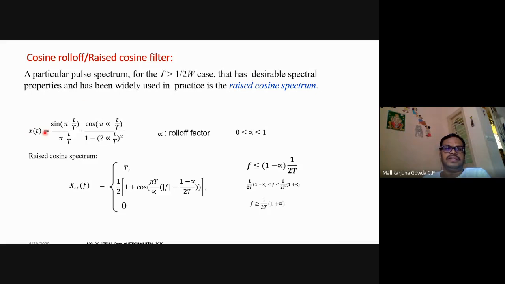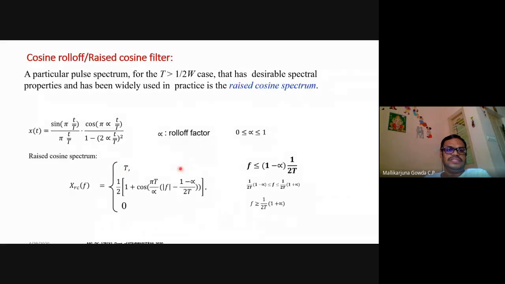In the time domain, we define that raised cosine spectrum like this: x(t) is equal to a sinc function as the first part. Sine of pi t by T divided by pi t by T is nothing but sinc of t by T, and this is cos of pi alpha t by T divided by 1 minus 4 alpha squared t squared by T squared, or written as (2 alpha t by T) whole squared. Here alpha is the roll-off factor, and its value lies between 0 and 1. I will come back to this. This is a slightly big equation which you need to try to understand.